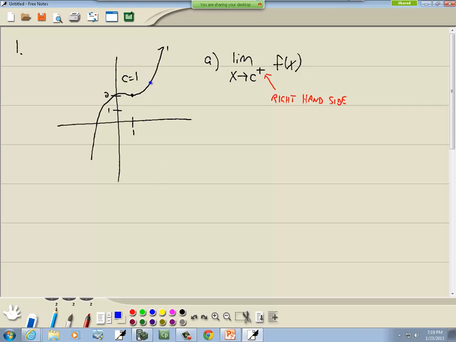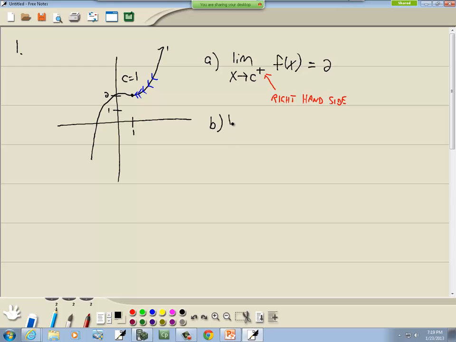Well, here I am coming from the right-hand side. And my x values are getting closer and closer to 1, so it's approaching 1. So we ask ourselves, what is the y value approaching? Well, up here, y is probably like 3 or 4. Gets down to here, gets closer and closer, it's approaching y equal to 2. So this one will be equal to 2. Okay, so that's equal to 2.